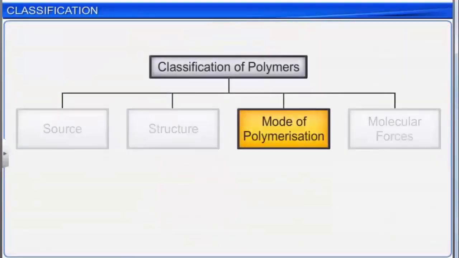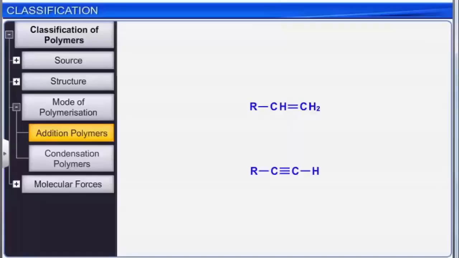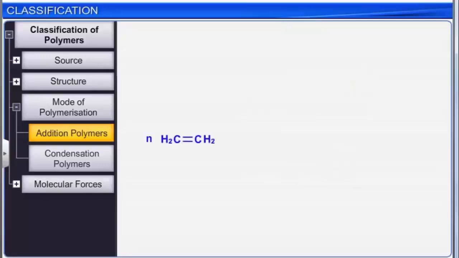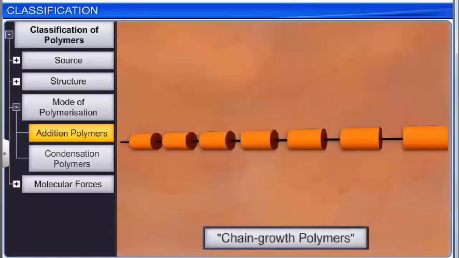On the basis of the mode of polymerization, polymers are classified into two categories: addition polymers and condensation polymers. Addition polymers are formed by the repeated addition of monomers containing double or triple bonds. The reaction involves breaking of pi bonds. Addition polymers are sometimes referred to as chain growth polymers.